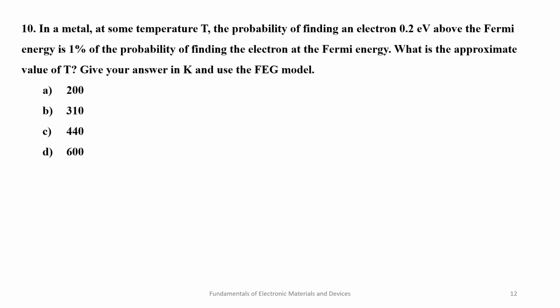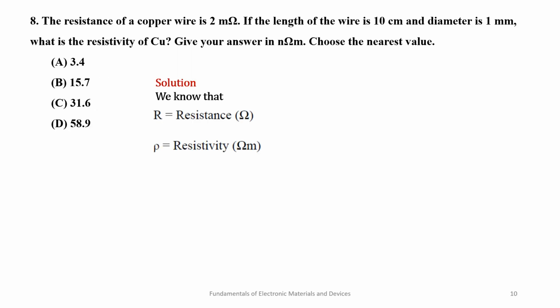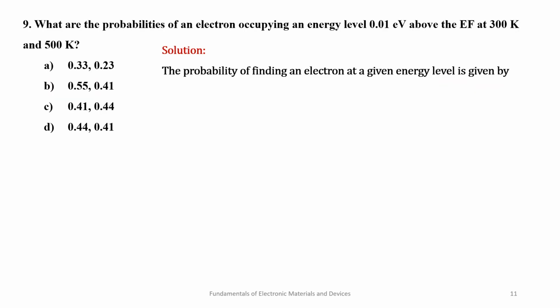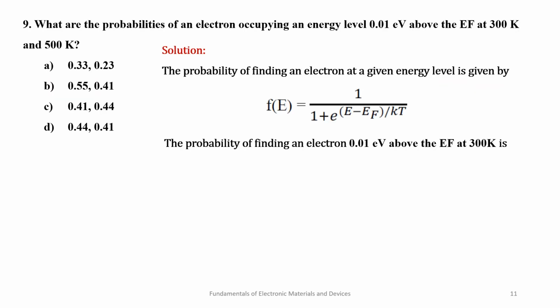In a metal at some temperature T, the probability of finding an electron above the Fermi level is 1% of the probability of finding an electron at the Fermi level. What is the approximate value of T? Give your answer in Kelvin and use the FEG model. So the same equations that we used previously, right? Same equation, that is the equation for Fe, 1 by 1 plus e to the power (E minus Ef) by kT.